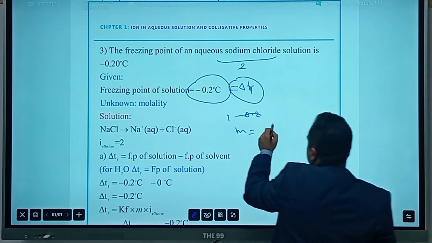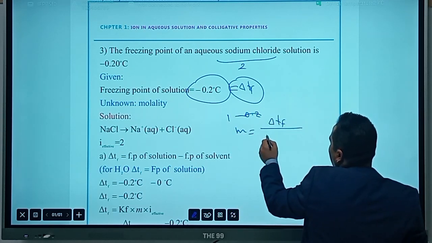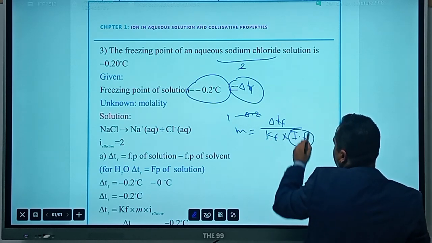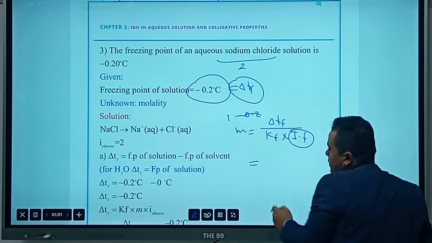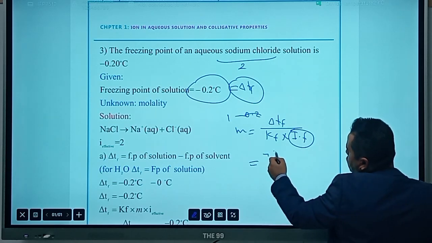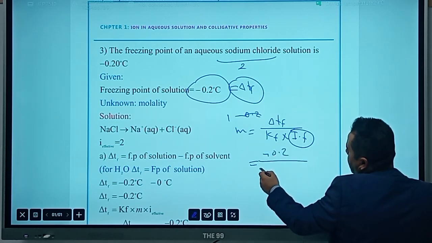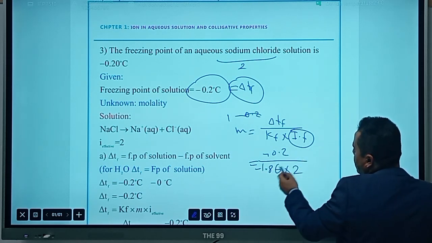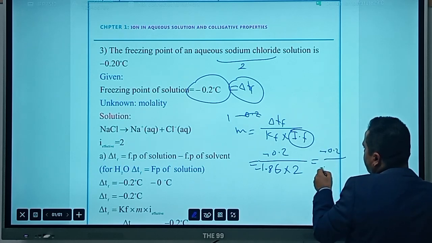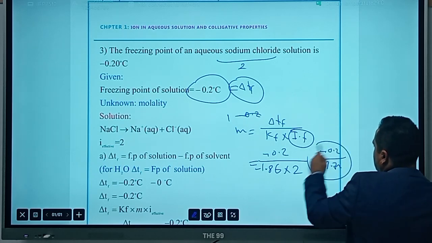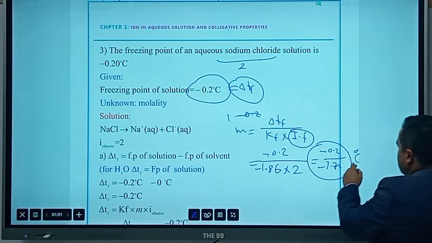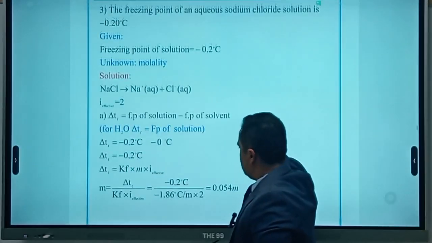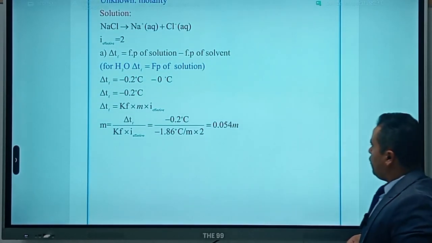M is equal to what? M is equal to delta Tf divided by the Kf multiplied by the ion factor, or i effective. These are the calculations, guys. Minus 0.2 divided by Kf, minus 1.86, multiplied by the ion factor, which is 2. This equals minus 0.2 divided by minus 3.72. That will be the answer of the molality, which is 0.054 molar.